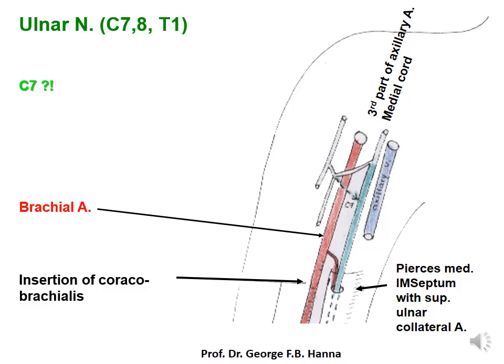And if you go down, it is still on the medial side of the brachial artery till the level of insertion of coracobrachialis, where everything changes to the opposite. Now I'm in the anterior compartment of the arm. At this level of insertion of coracobrachialis, the ulnar nerve, together with the superior ulnar collateral artery in red here, pierce the medial intermuscular septum in order to be posterior. And they stay posterior till the elbow.